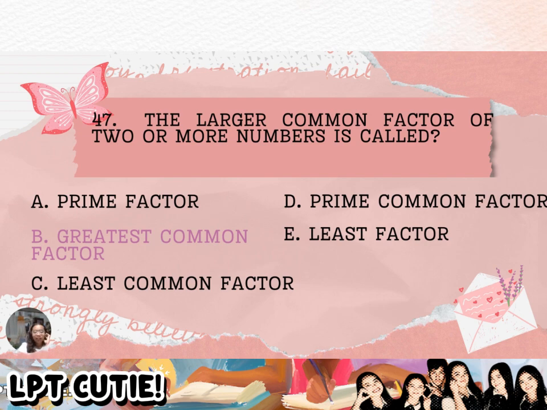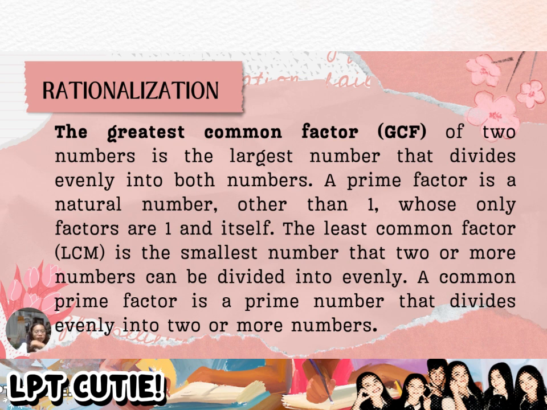So you have greatest common factor. The greatest common factor of two numbers is the largest number that divides evenly into both numbers. A prime factor, on the other hand, is a natural number other than 1 whose only factors are 1 and itself. And the least common multiple, or LCM, is the smallest number that two or more numbers can be divided into evenly. A common prime factor is also a prime number that divides evenly into two or more numbers. So that's the simplest definition of GCF, prime factors, LCM, and common prime factor.